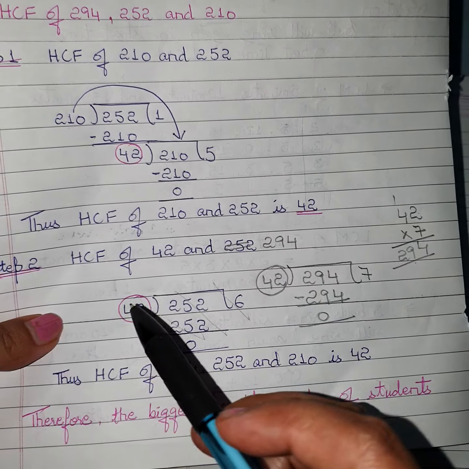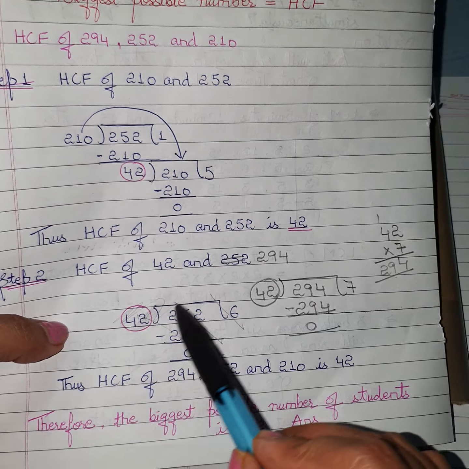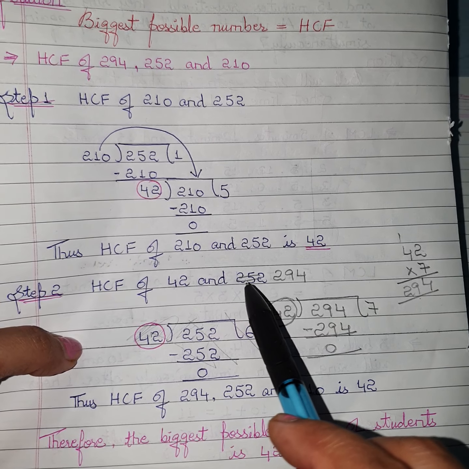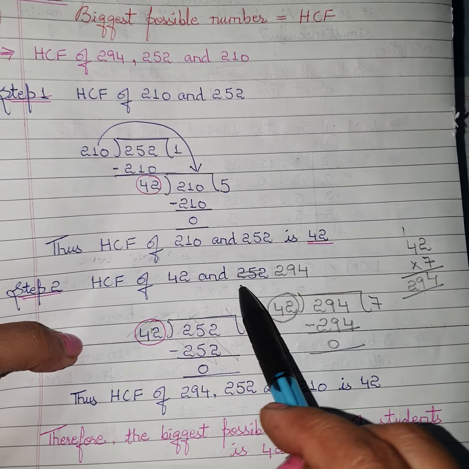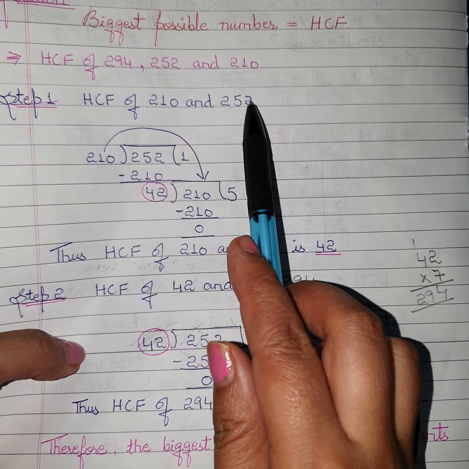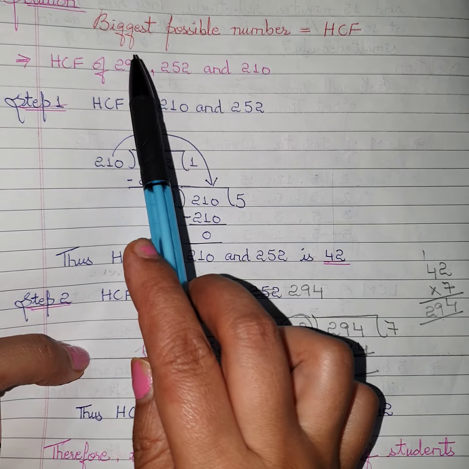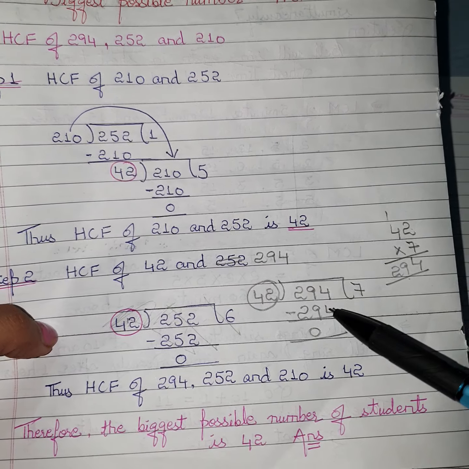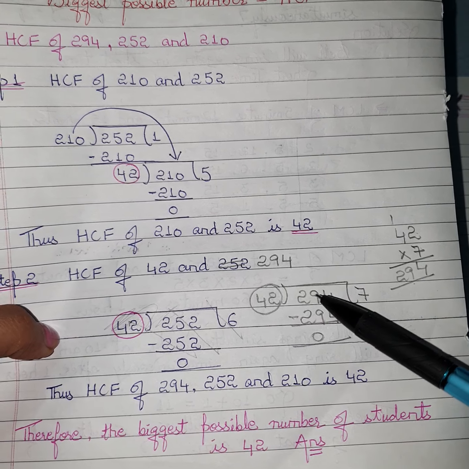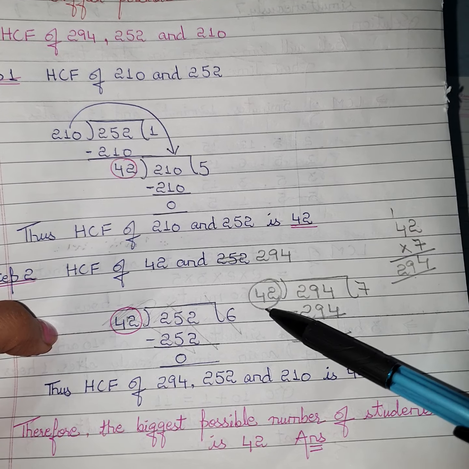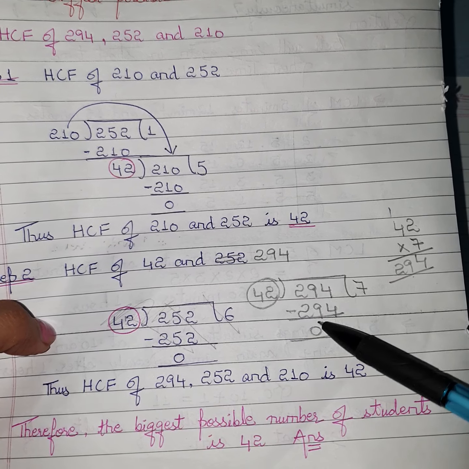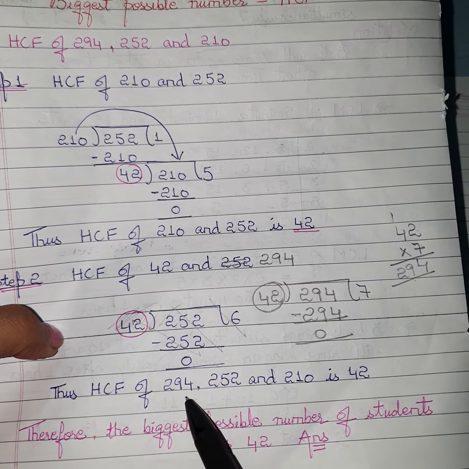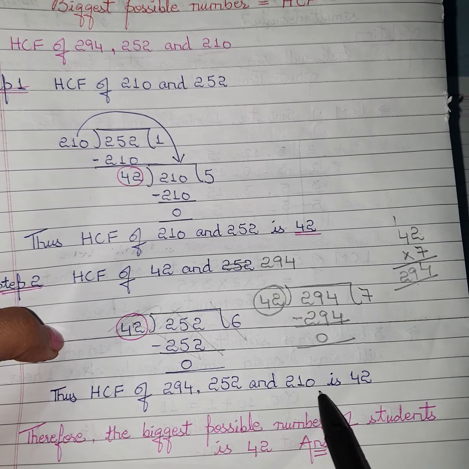Please don't pay attention to this. I have written this by mistake. I have taken 252 again in step 2, which we don't have to take because we have already taken 252 in step 1. So the third remaining number is 294. So here we have to take 42 and 294. Focus on this solution which I have done. 294 will come inside and 42 will come outside. So 42 times 7 is 294. Therefore the HCF of 294, 252 and 210 is 42.